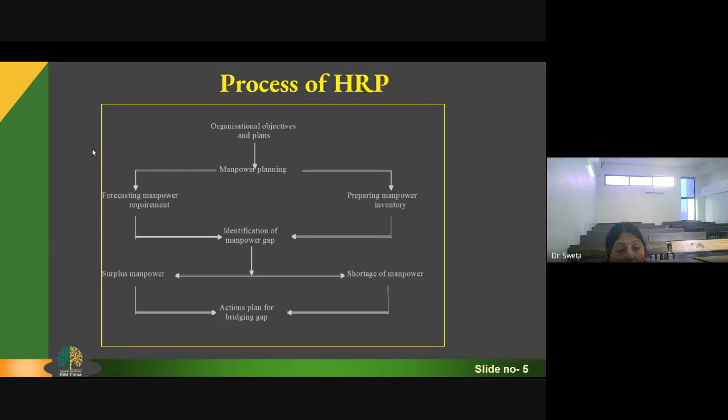This means if manpower is available in our organization, by improving their skills and capabilities, we can utilize that manpower for other activities in the organization, and our problem may be solved. For that, we need not hire any other personnel. So we need to prepare such a manpower inventory so that in future we can use it wherever and whenever it is required. Now, through these processes, we can identify the manpower gap, that actually there is surplus manpower or there is a shortage of manpower in the organization.